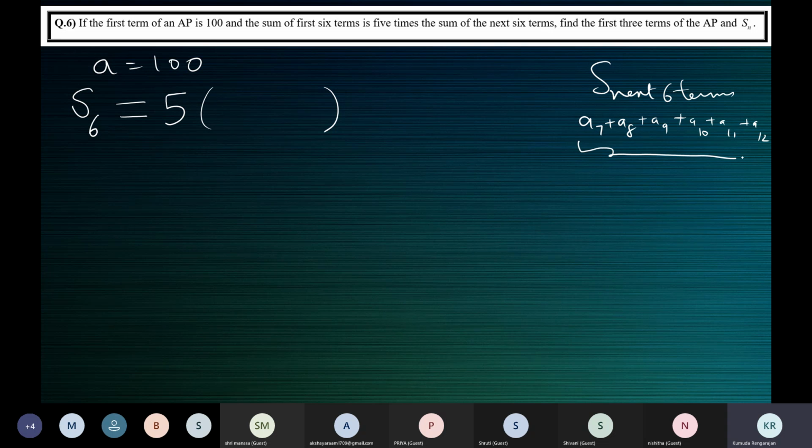You want the sum of the next 6 terms. So that will be the sum of the first 12 terms, A1 to A12, minus A1 to A6. I'm writing it. One minute, let me make it more clear.